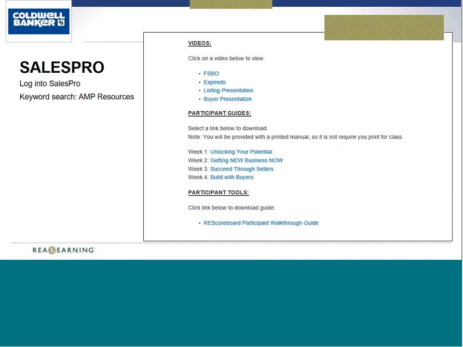Scrolling down a little further, there's even an area where they can watch videos on for sale by owners, expired listings, and the participant guides are available for you to download each week if you'd like to have a copy of the guide that you can reference maybe when you're meeting with them from 10 to 10:30 on Wednesday. Participant guides are there, as well as instructions on how to access the scoreboard. Now that's the participant walkthrough, but you can follow the same instructions and yours is just going to look a little bit different than theirs, the scoreboard.